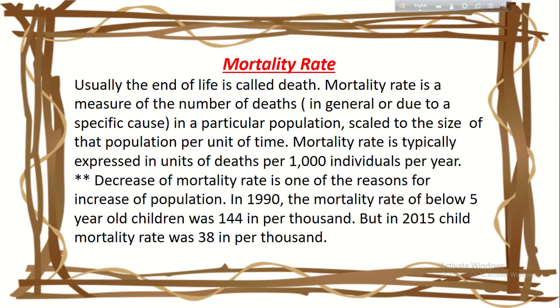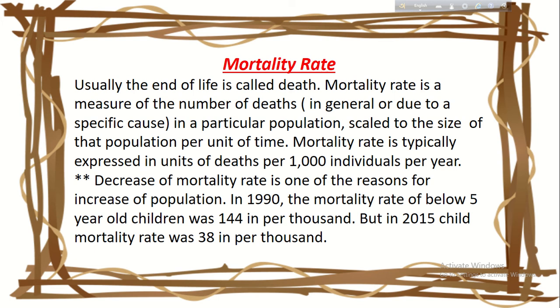Now let's know about the mortality rate or death rate. Usually the end of life is called death. Mortality rate is the measure of the number of deaths in general or due to a specific cause in a particular population, scaled to the size of that population per unit of time. Mortality rate is typically expressed in units of deaths per 1,000 individuals per year. That means we can say mortality rate is also measured per 1,000 like the birth rate, and it is determined by how many people of a certain age die per 1,000 people.